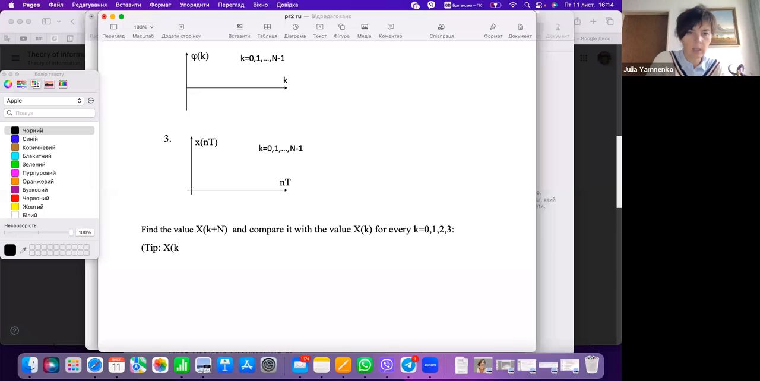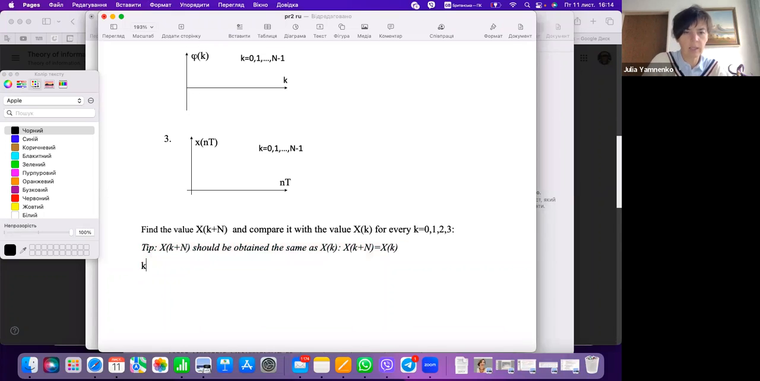X from k plus 1 should be obtained the same as x from k. So it should be x from k plus n equal to x from k. This is a tip. But you should prove this. You should verify this. We'll do it like here.